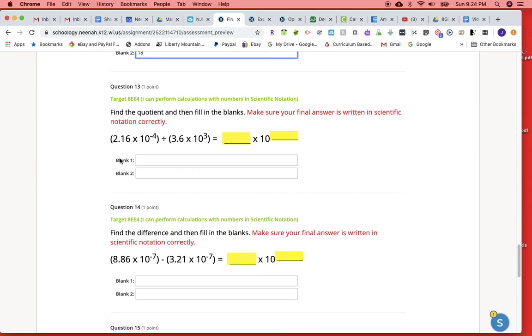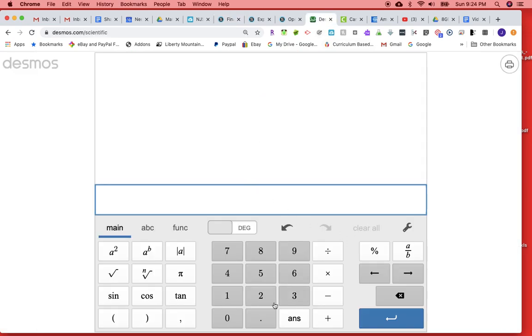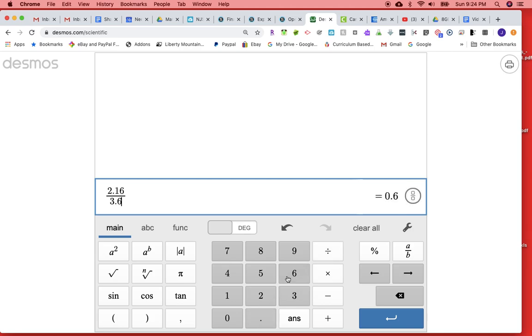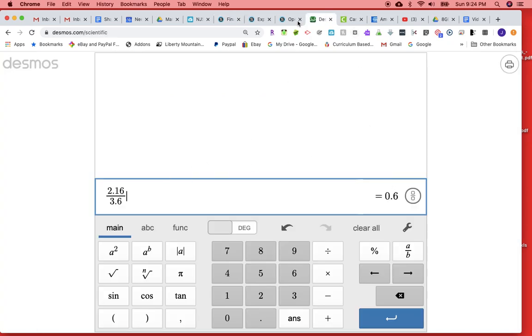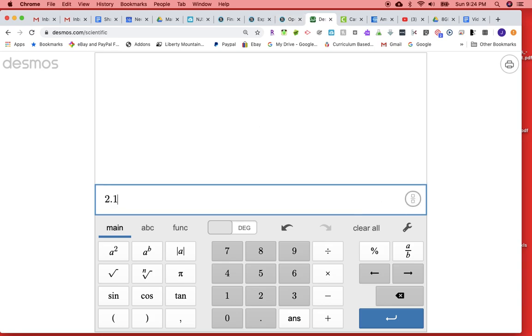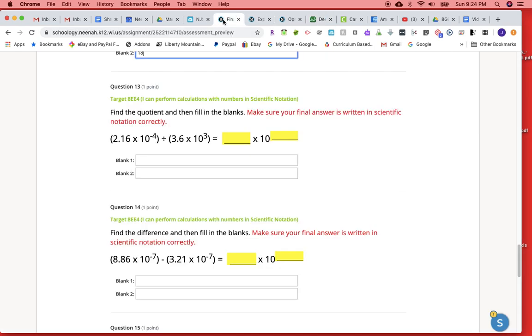Next one's another division problem. So we're going to have 2.16 divided by 3.6. Let's see if I did that right. So we have 0.6 for our answer. So I'm going to get rid of this. 0.6. Then we have to subtract our exponents. Negative 4 minus 3.